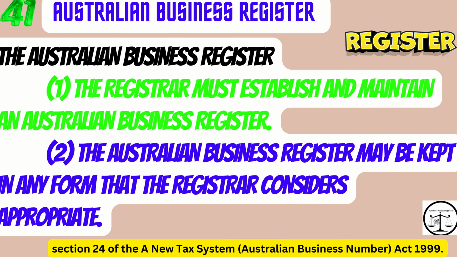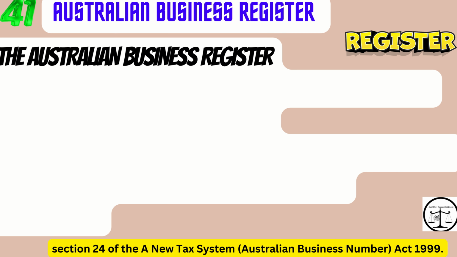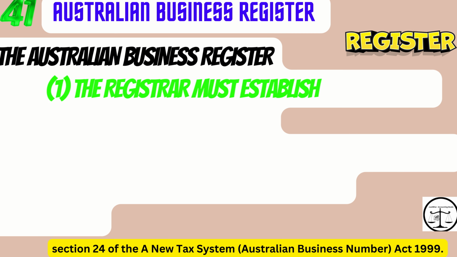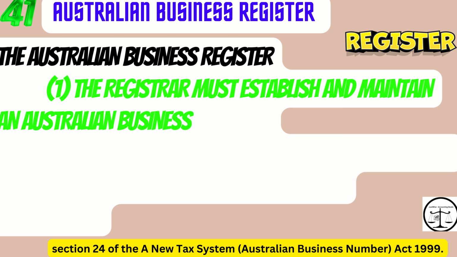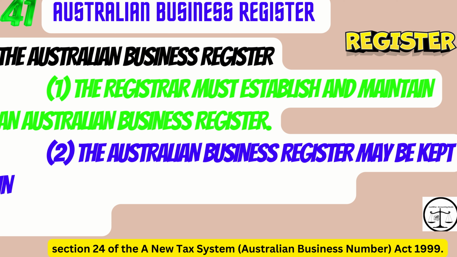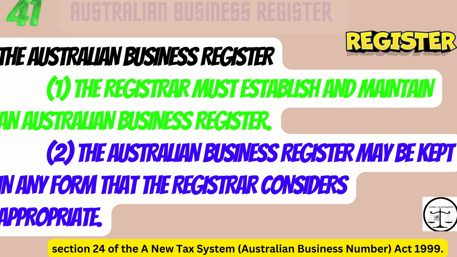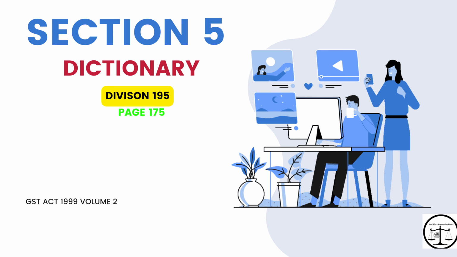Word number 41. Australian Business Register means the register established under section 24 of the A New Tax System (Australian Business Number) Act 1999, which states that: 1. The Registrar must establish and maintain an Australian Business Register. 2. The Australian Business Register may be kept in any form that the Registrar considers appropriate. That was at page number 174 of the Dictionary. This was the fourth part of our video.